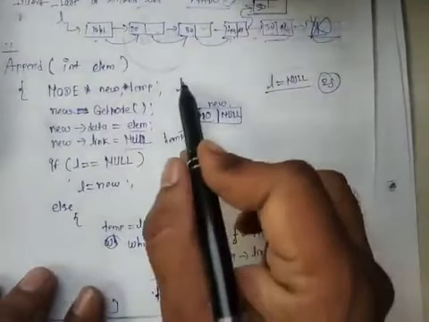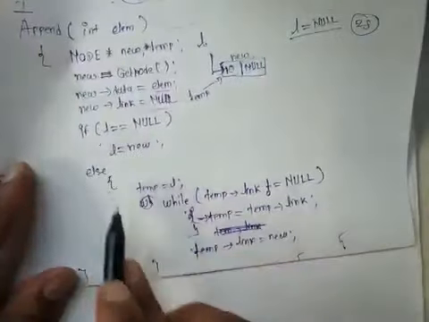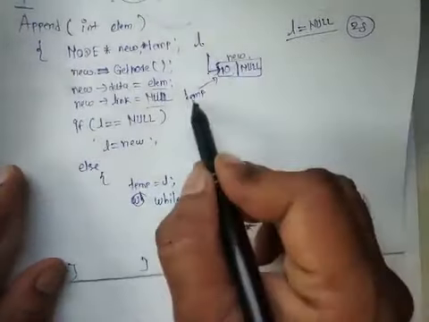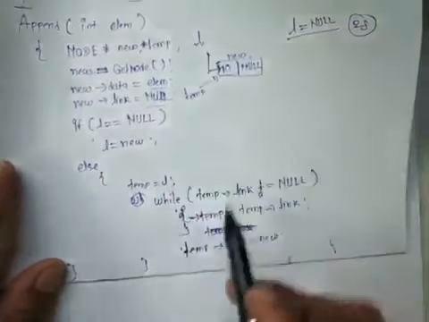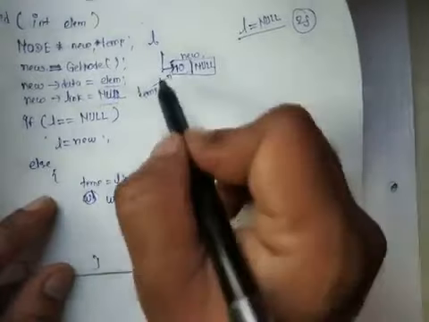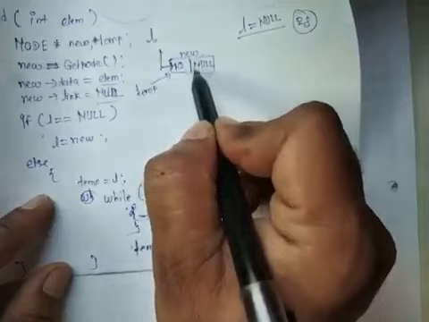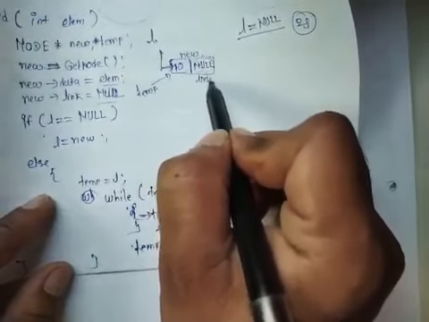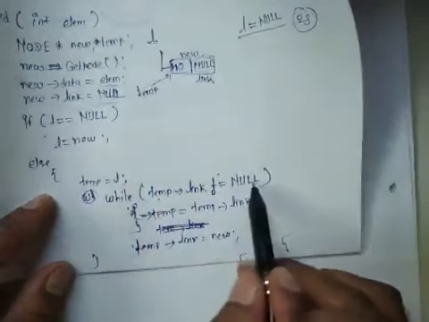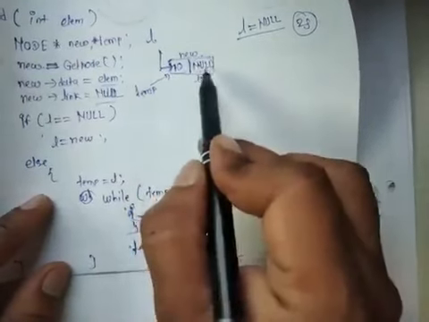Now let's check. Our L is holding the address of this node, that is 10. Now it will not jump to the if part, it will jump to the else part. Now temp is equal to L, temp is pointing to where L is pointing. Now check, temp of link is not equal to null. This is the link part, and temp of link is equal to null.